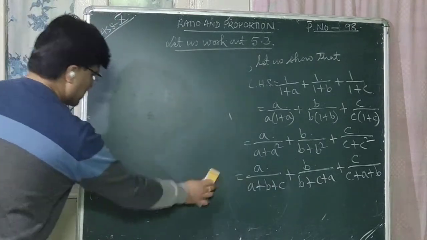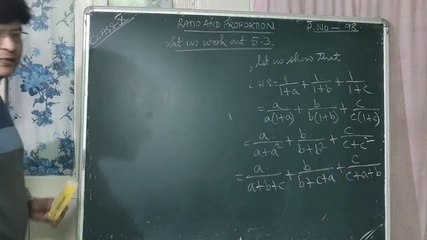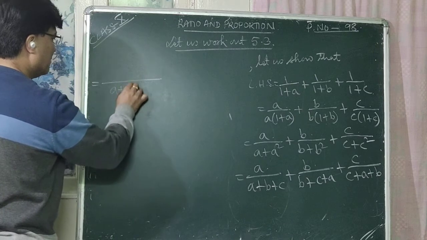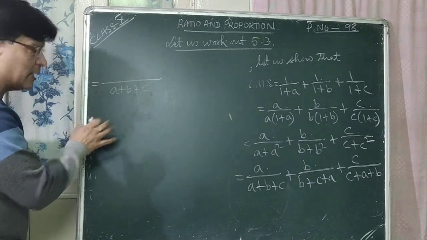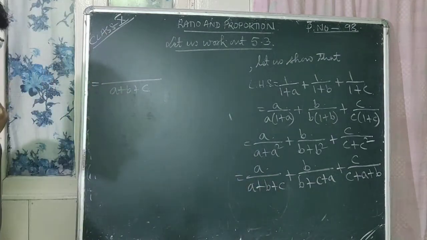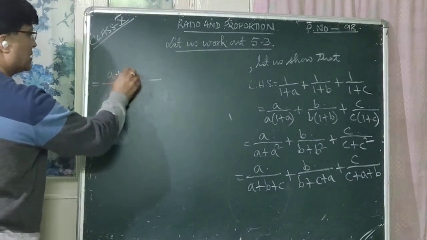So what's the LCM out here? All these expressions are the same, that is a plus b plus c. So what's the LCM out here? This is a plus b plus c. So this is the LCM. Now this LCM is divided by a plus b plus c. That means we get 1. So 1 should be multiplied by the numerator, that is a, plus.